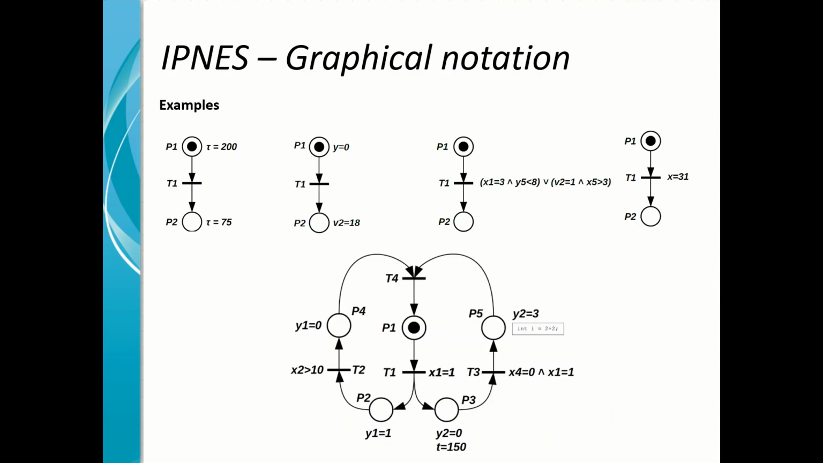Here we've got some examples of graphical notation of IPNES. So we've got the places with the marking and the transitions with some parameters of the conditions. On the other figure there's shown some output, shared variables, and so on. At the bottom we've got the example of some simple control system.